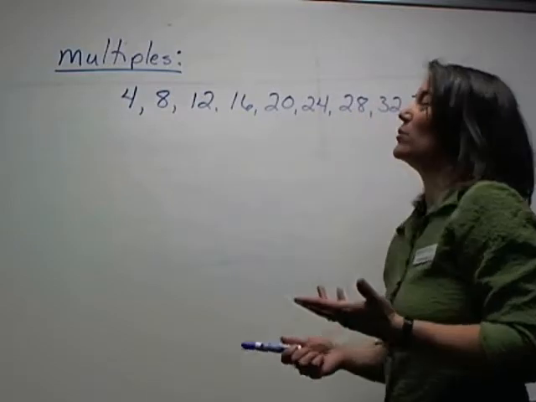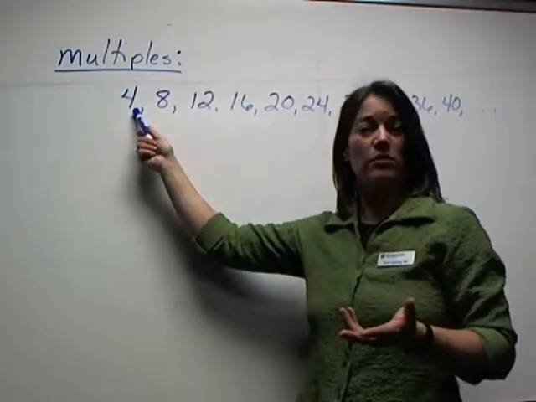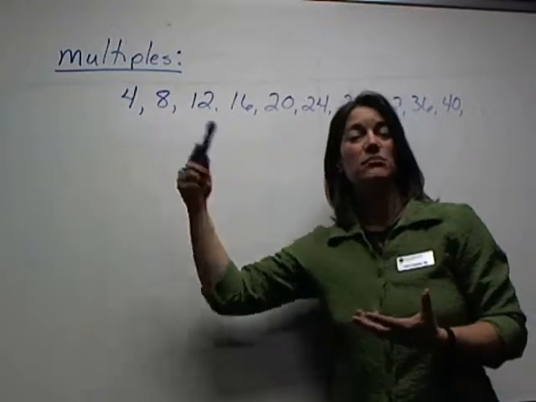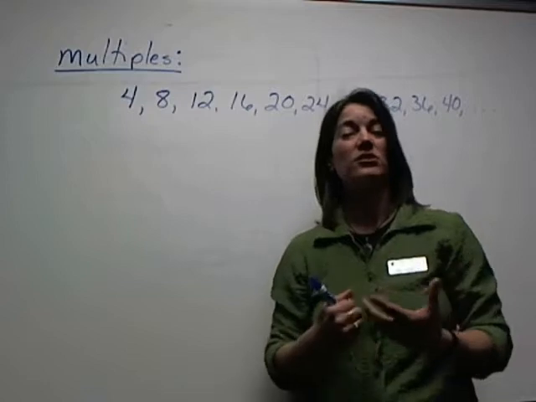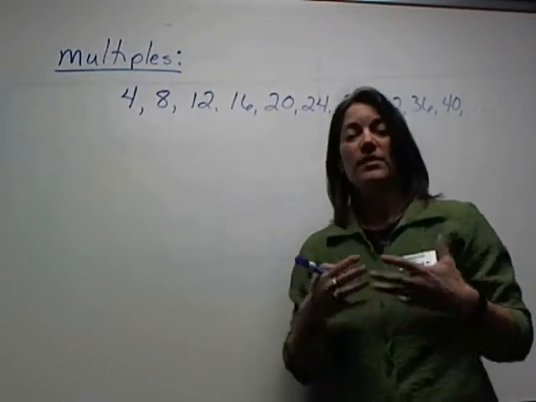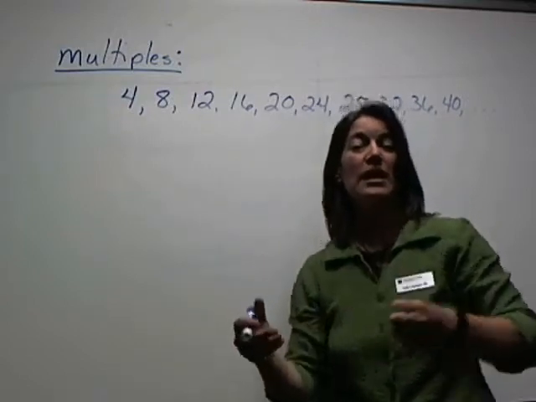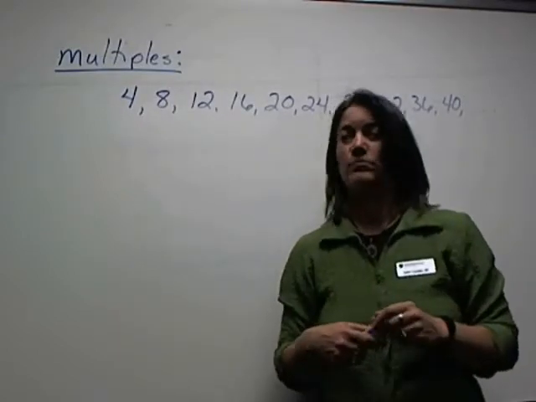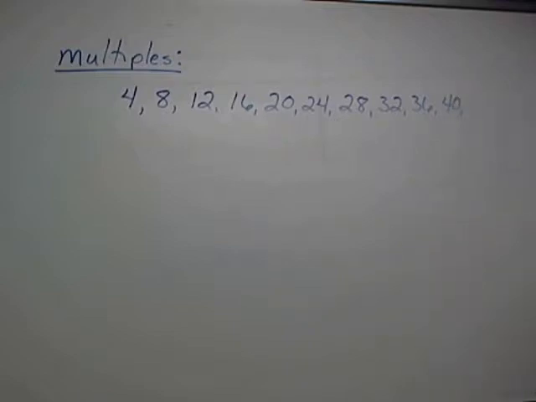So up here I have the example of a bunch of the multiples of 4. 4 times 1 is 4, so 4 is a multiple of 4. 4 times 2 is 8, so 8 is a multiple of 4. 4 times 3 is 12, so 12 is a multiple of 4. To get a multiple, you're taking a base number times another integer and getting a bigger number. So multiples are bigger than what we started with. So here is a list of the first 10 multiples of 4.